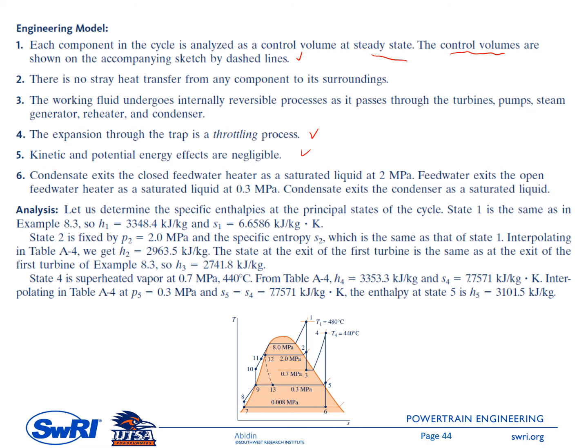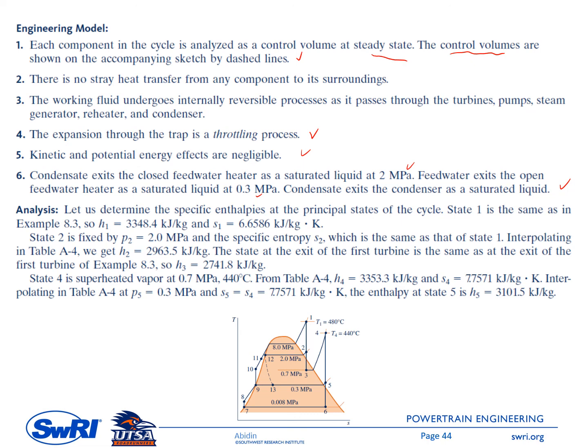And number 6 is the assumption that condensate exits the closed feed water heater as a saturated liquid at 2 megapascal. And then feed water exits the open feed water heater as a saturated liquid at 0.3 megapascal. Also, condensate exits the condenser as a saturated liquid. So if you look at the TS diagram at the bottom here, we have states number 7, 9, and 12, all at the dome line on the left side of the dome.